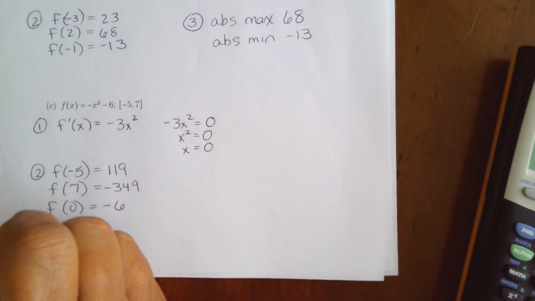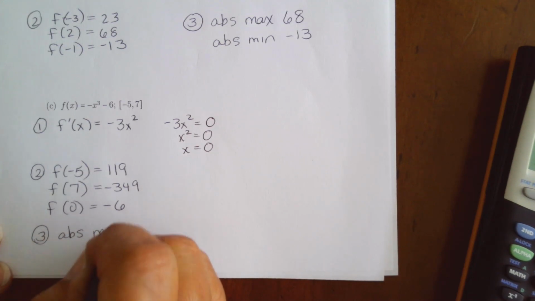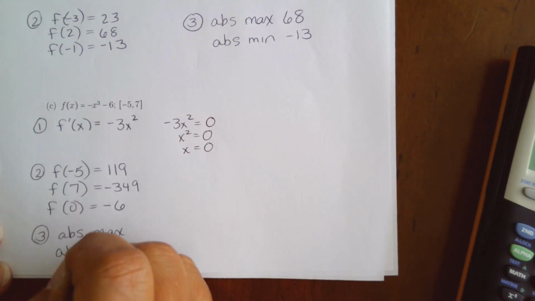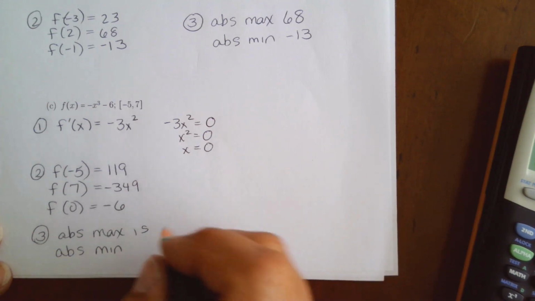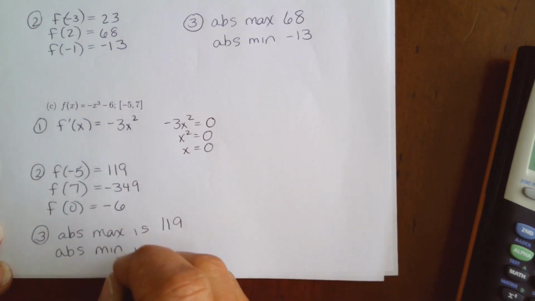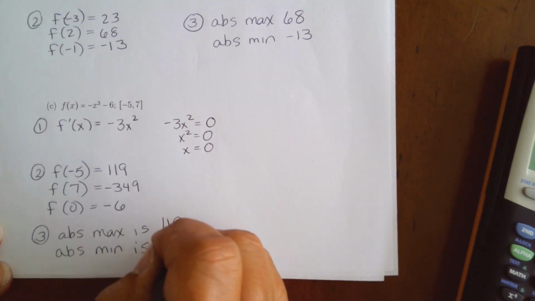All right. So, step 3, what is your absolute max, and what is your absolute min. Your absolute max is the biggest number, 119. Your absolute min is the smallest number, negative 349.